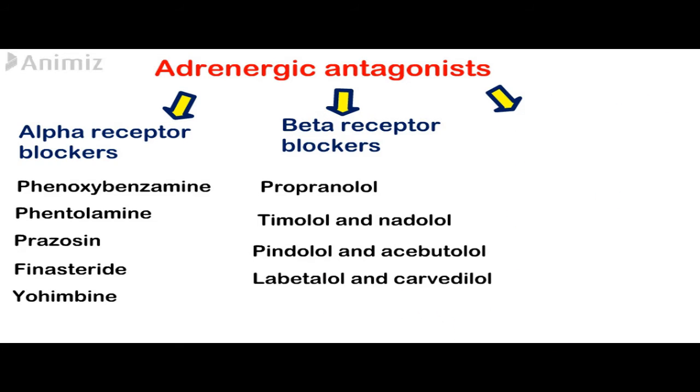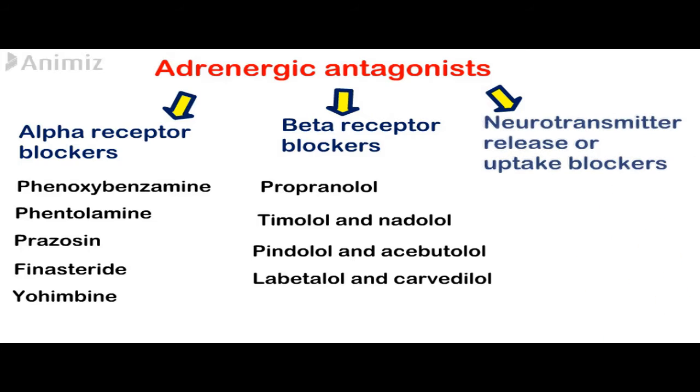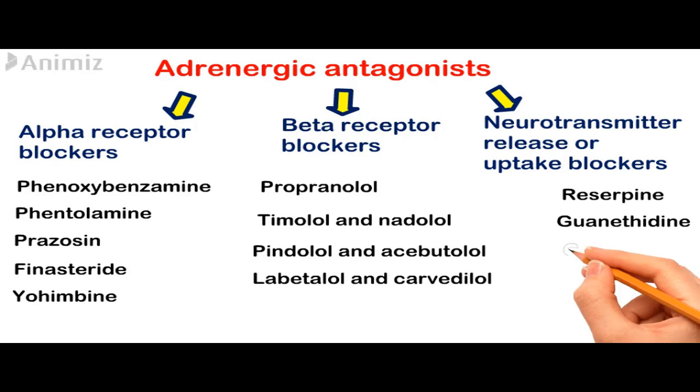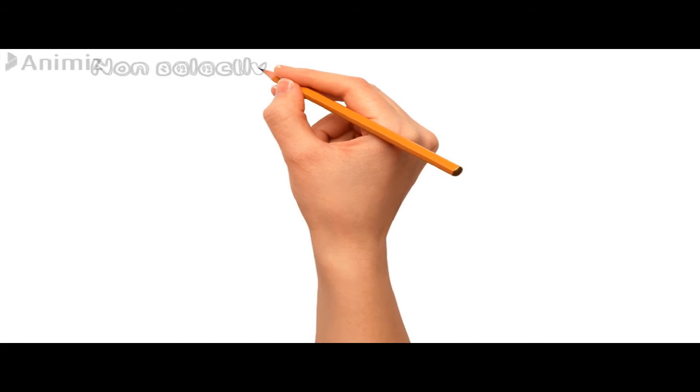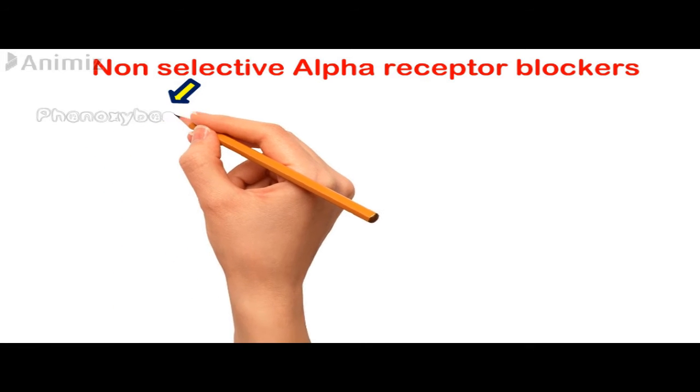The second group of these adrenergic antagonists are the beta receptor blockers. This group includes propranolol, which is a non-selective beta-1 and beta-2 receptor blocker, and also we have timolol, nadolol, pindolol, acebutolol, labetalol, and carvedilol. The third group is the neurotransmitter release or neurotransmitter uptake blockers, and this group includes reserpine, guanethidine, and cocaine.